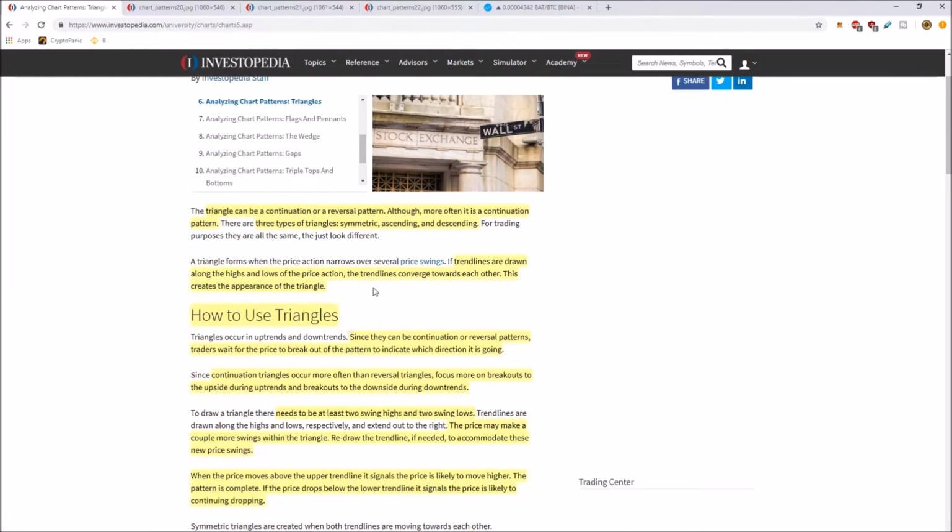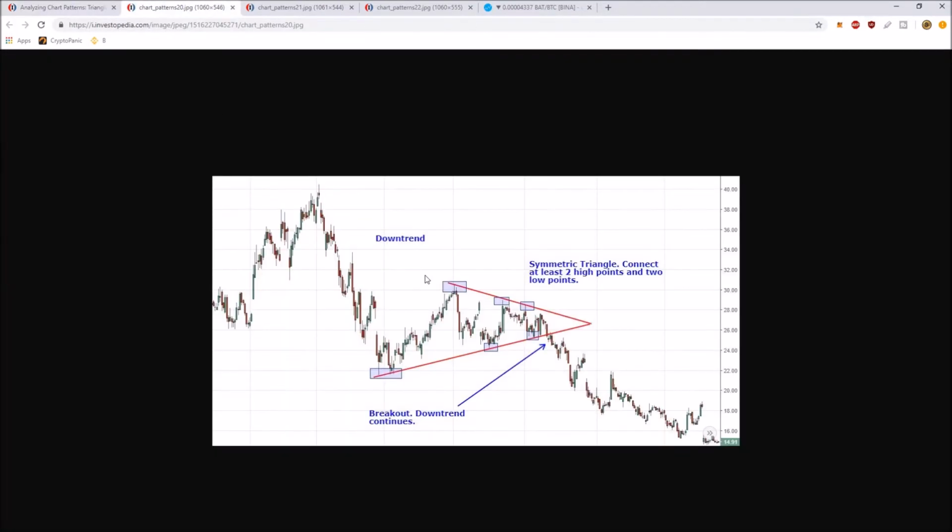So how do we use the triangles? Since they can be continuation patterns or reversal patterns, what does this mean? Let's just explain. A continuation pattern basically means, okay, so we're in a downtrend. This is a continuation pattern, so it will continue in the same path. This basically gives your RSI some time to cool off. Your price action is going to continue after the break a majority of the time.